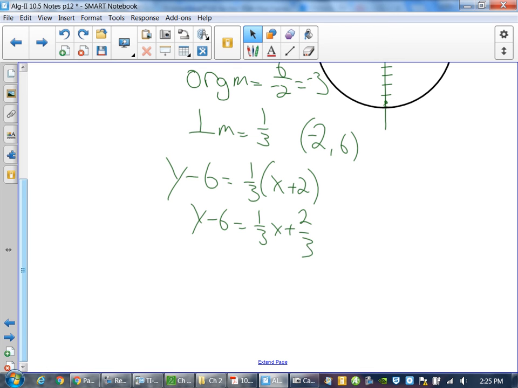And then when I add my 6 over, I'm going to add it over as 18 thirds. Press the button on your calculator, it'll do the fraction for you. You can still use parentheses and hit math enter, it'll work.